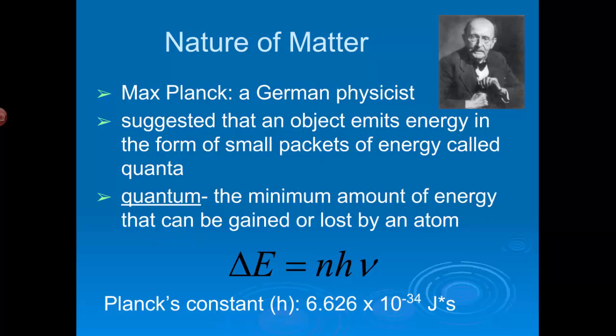So atoms gain or lose energy in the smallest piece, the smallest packet that they can gain or lose, is called a quantum. So he came up with this general relationship that the change in energy of an atom can be represented by n times h times nu. That's frequency again, where n is the number of atoms in this case. So the more atoms you have, the more energy you're going to have.